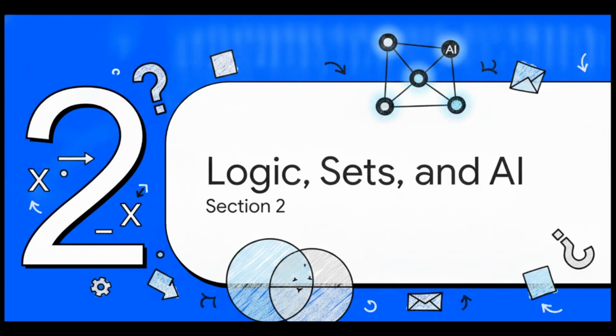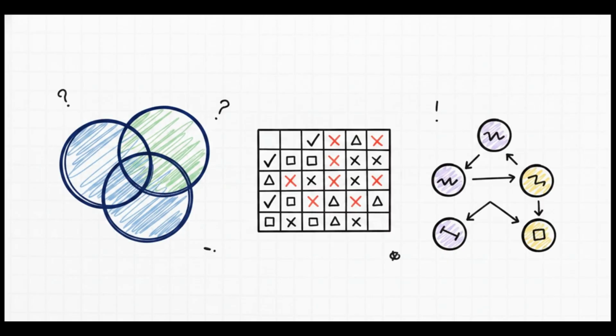Section 2, Logic, Sets, and AI. All right. Covering modules 1 and 2, we hit the core concepts of set theory and propositional logic. We're talking Venn diagrams, power sets, truth tables, predicates, quantifiers, and the principle of inclusion and exclusion. Now, I know some of that might sound familiar from high school math, but believe me, the application here is on an entirely different level.